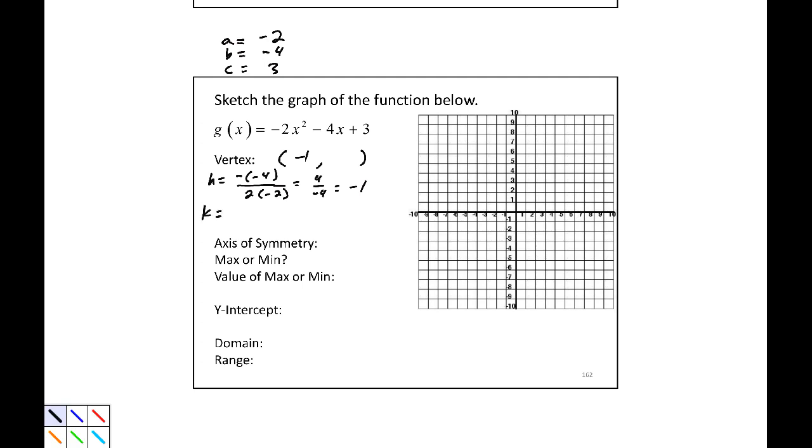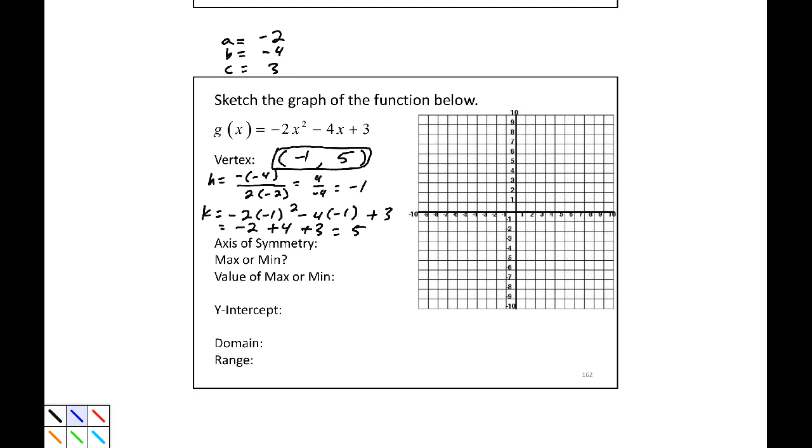K is equal to f of whatever my h value is. So negative 2 times negative 1 squared minus 4 times negative 1 plus 3. The first term, negative 1 squared, is positive 1. So this would be negative 2 plus 4, because we have negative 4 times negative 1, plus 3. So that would be 5. So my vertex is the point negative 1, 5.